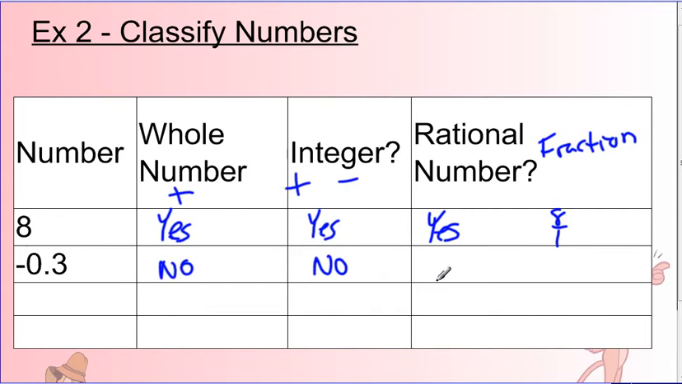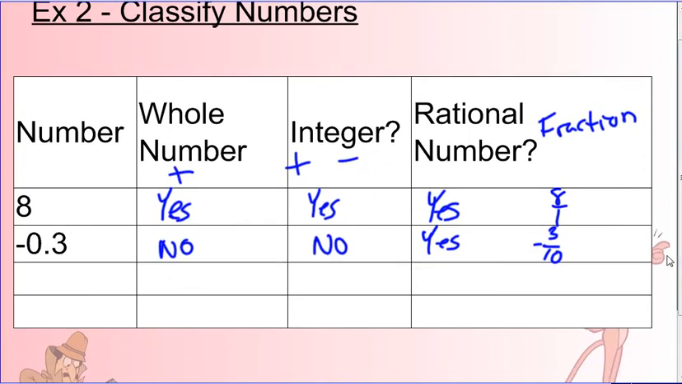Could you write that number as a fraction? If you think about it, you might be going, no, I don't know how to do that. Well, even if you don't know how to do it, the answer is yes, it can be done. This number as a fraction would be negative 3 over 10. This is read as 3/10, and it's negative. So we can write that as a fraction, so it is a rational number.